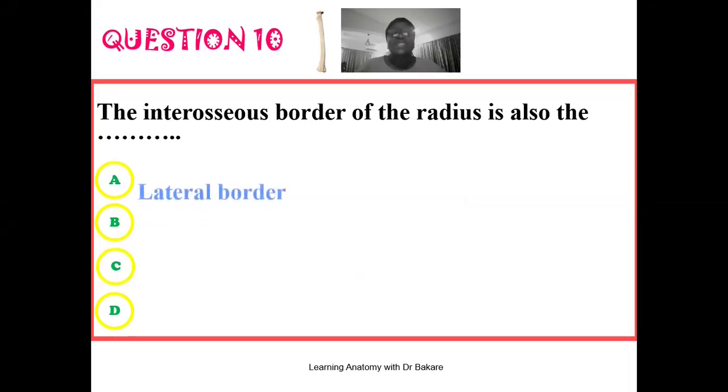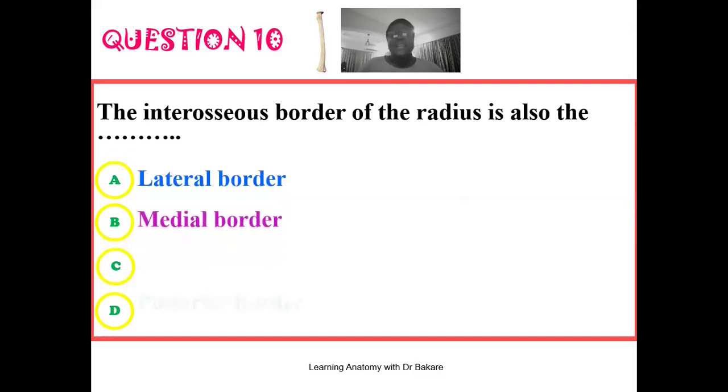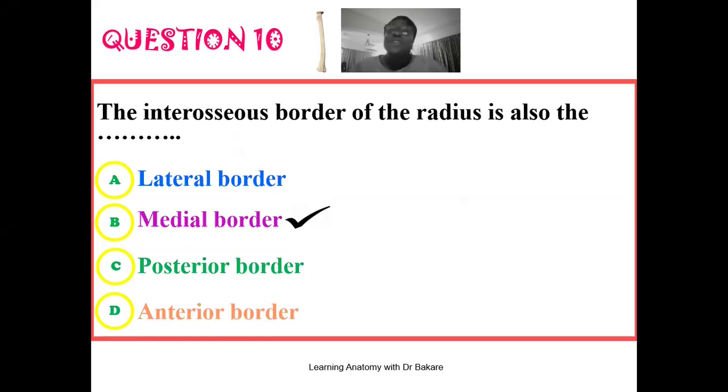Now let's go to the 10th question, and this reads that the interosseous border of the radius is also the dash. Is it also the lateral border? It's also the medial border. It's also the posterior border or the anterior border. The correct answer here is the medial border. The interosseous border of the radius is also referred to as the medial border. And it can only be the medial border because it will be connected to the ulna that is located medially.